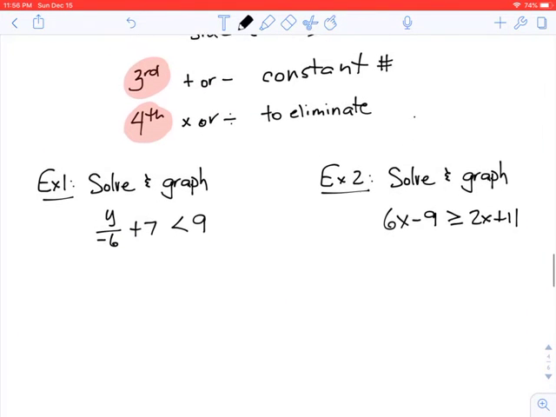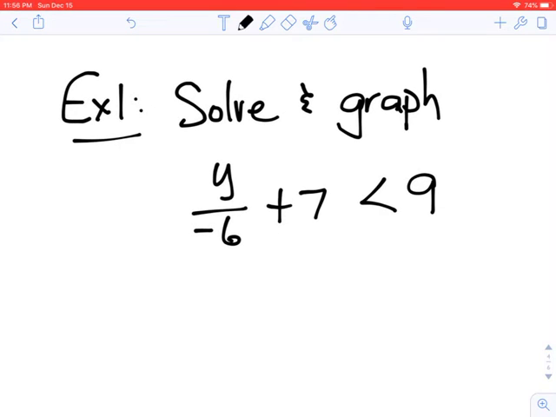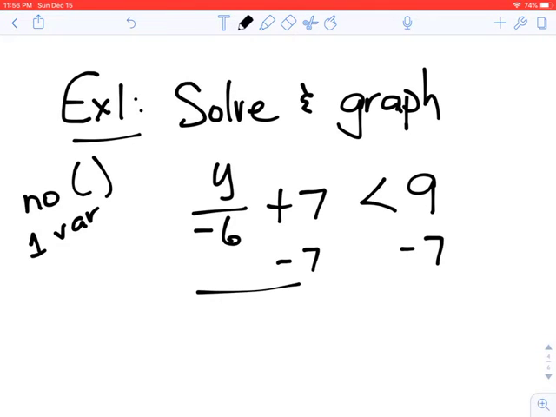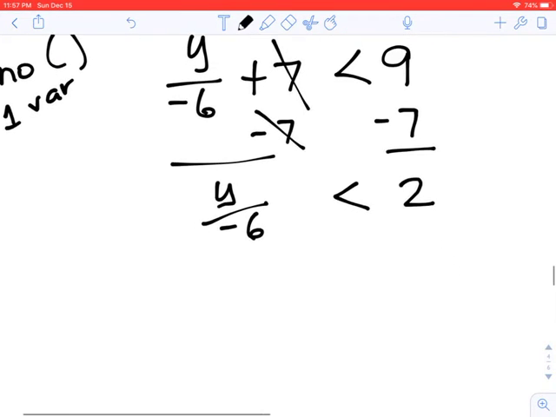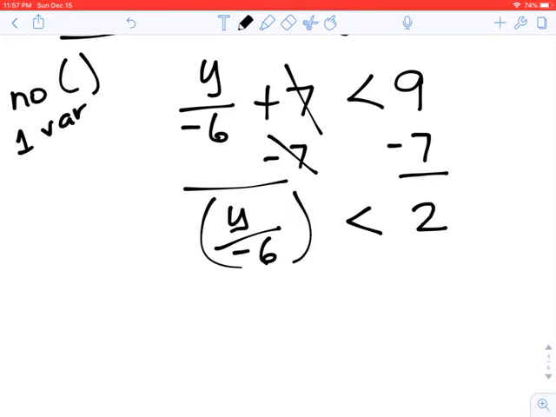Our first example here is a simple 2-step problem. Notice there are no parentheses and there is only one variable. This should make a nice simple 2-step problem. So the first thing we do is we add -7 to both sides. 9 plus -7 is 2. Here the 7's cancel. So I'm left with y over -6, which means divided by. Our next step then will be to cancel that -6, and we do that by multiplying by -6 over 1.